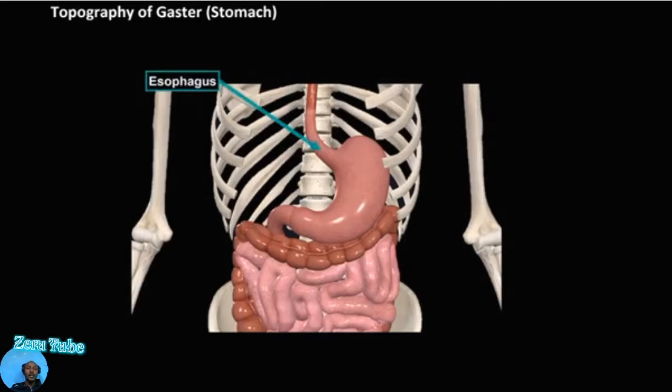So the stomach is located at the terminal points of esophagus, and it ends at the junction of duodenum, mainly small intestine. So the stomach is found between esophagus and small intestine, mainly the first parts of small intestine, which is called duodenum. ስለዚህ በኤሶፋገስ እና በዱኦደነም መካከል የሚገኝ ስትራክቸር ነው ማለት ነው.